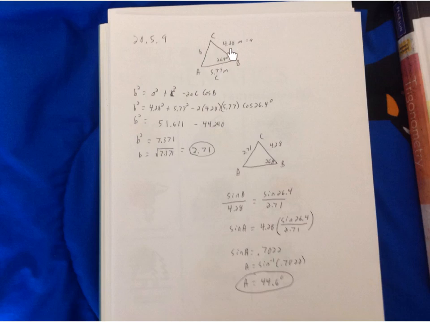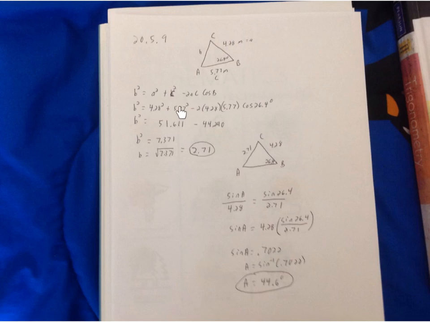You're given two sides and the included angle, so you want to use the law of cosines. So B squared equals A squared plus C squared minus 2AC times cosine of B. That's the law of cosines. When you're given two sides and the included angle, you want to use it. So I substitute in the value of A here, 4.28, and C, 5.77, and then angle B, 26.4 degrees.